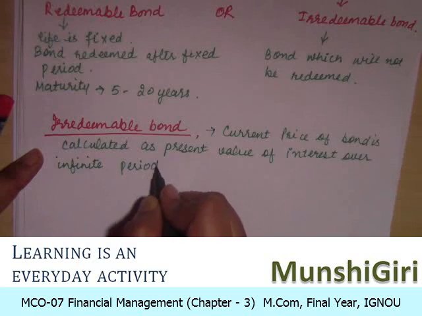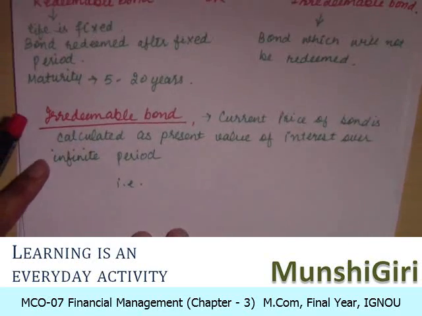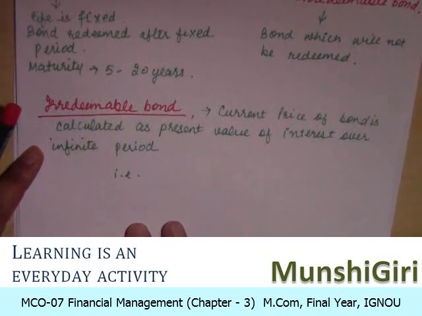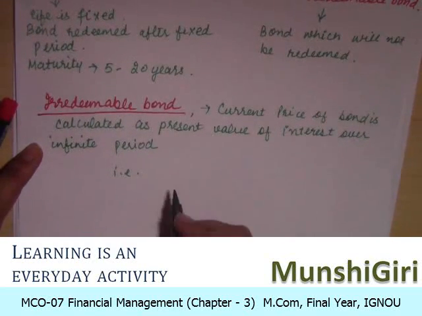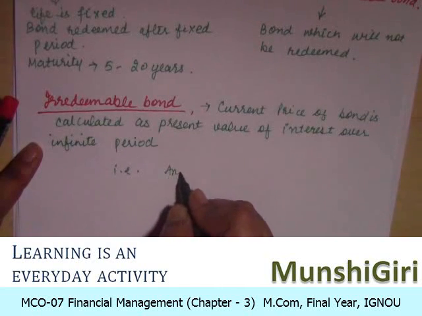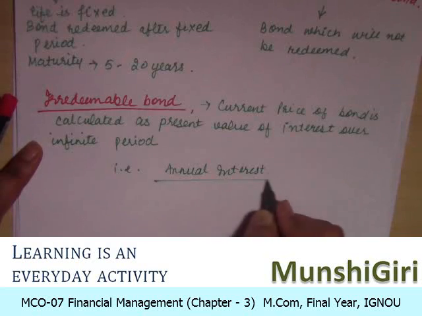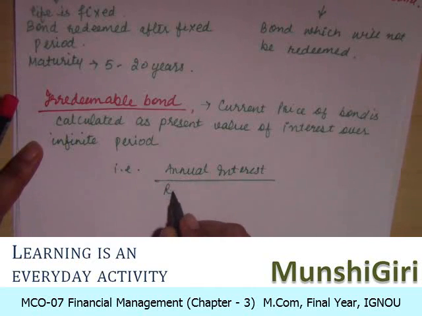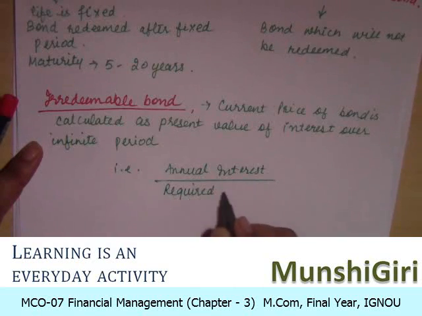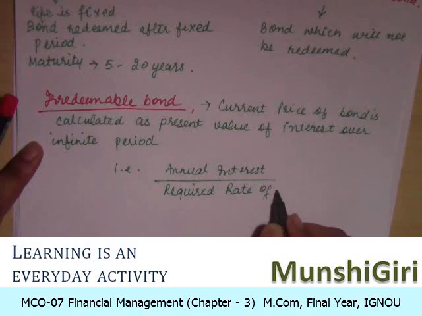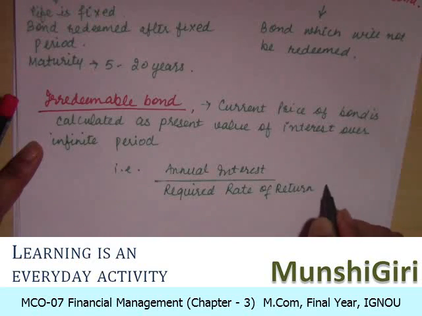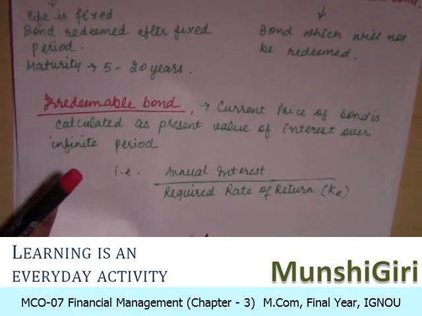That is annual interest divided by required rate of return, that is KE. Annual interest is to be divided by the required rate of return, that is KE. This was in case of an irredeemable bond.